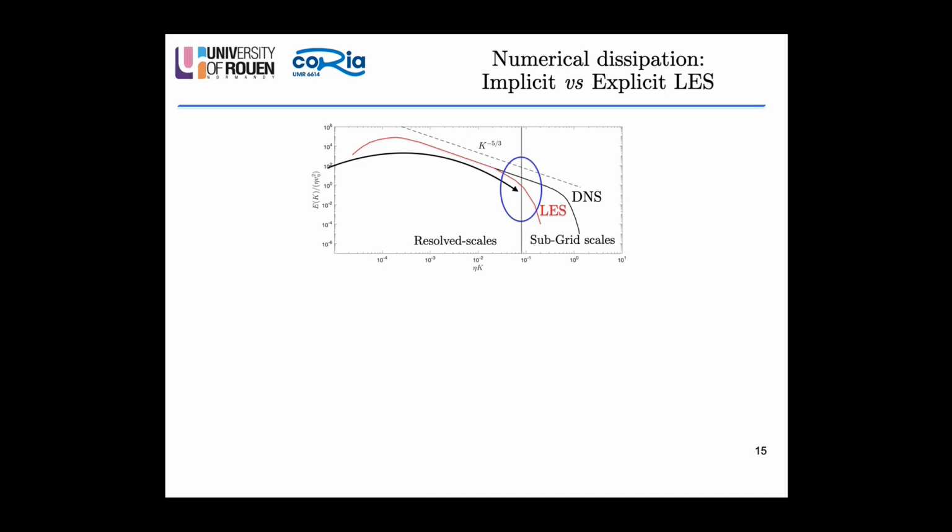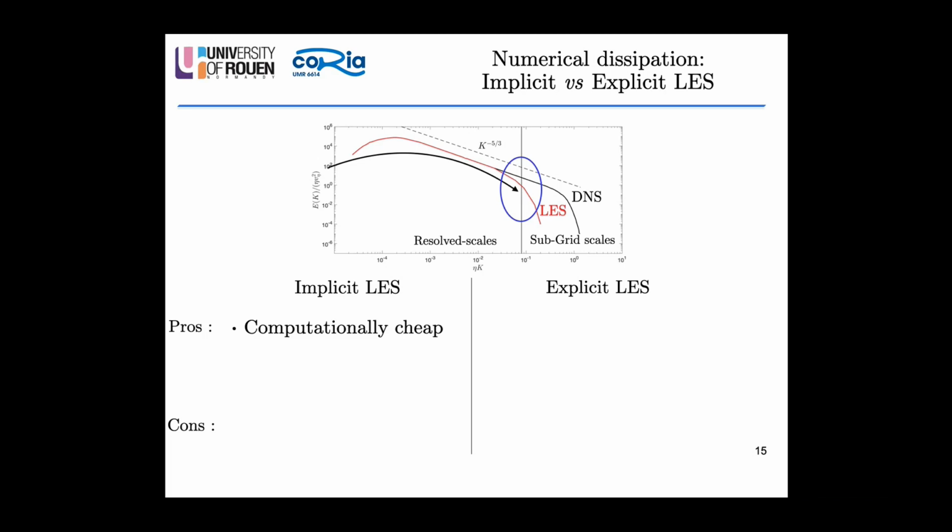There are many ways to prescribe this kind of dissipation. We can categorize essentially between two main categories, using implicit LES and explicit LES. The former uses the numerical dissipation of the scheme itself to mimic kinetic energy transfers, whereas explicit LES are based on explicit dissipative models like eddy viscosity models. Both of them have their own pros and cons.